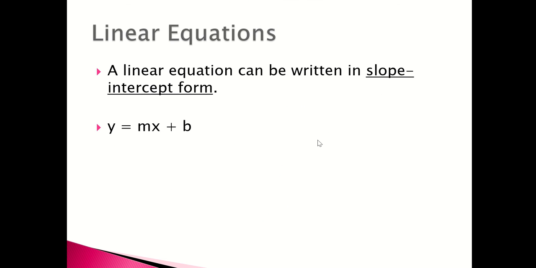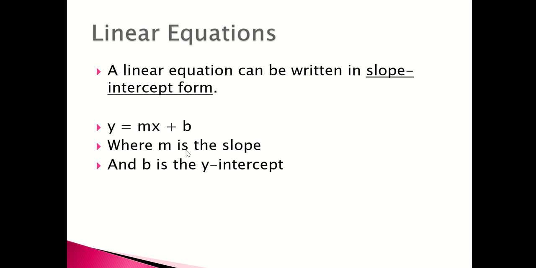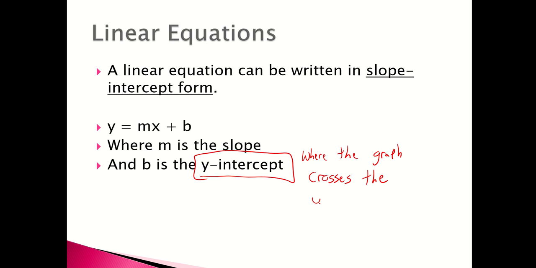And one last quick note here, a linear equation can be written in slope-intercept form, which is this form: y equals mx plus b, where m is the slope and b is the y-intercept. Y-intercept is where the graph crosses the y-axis.